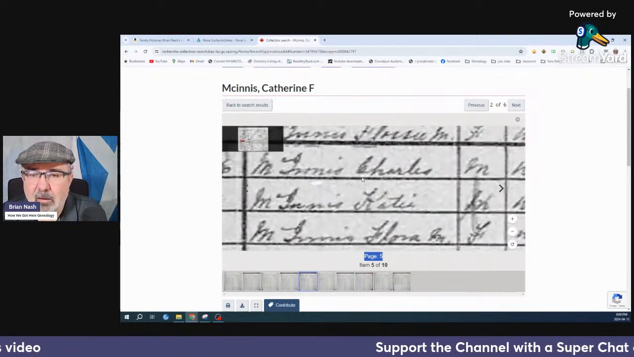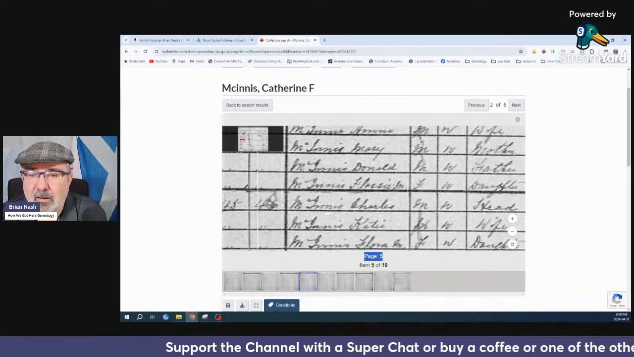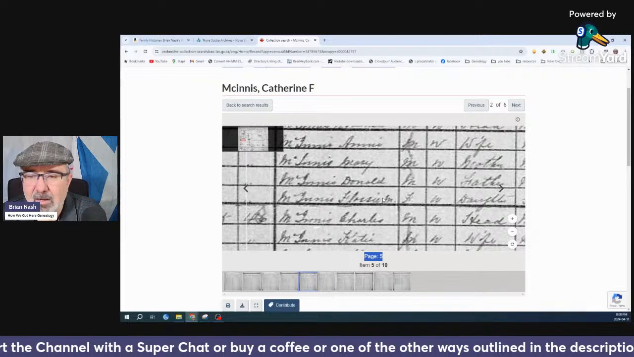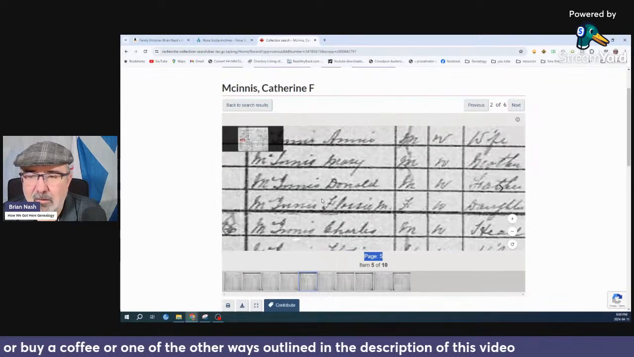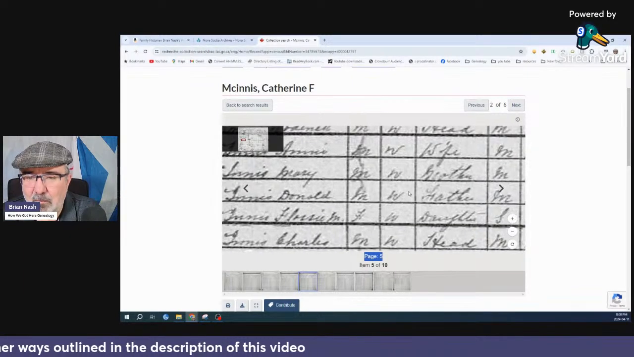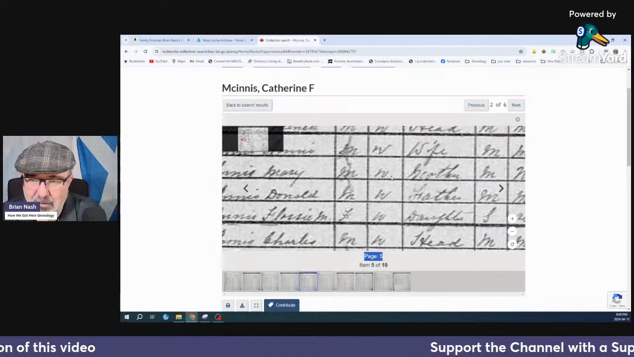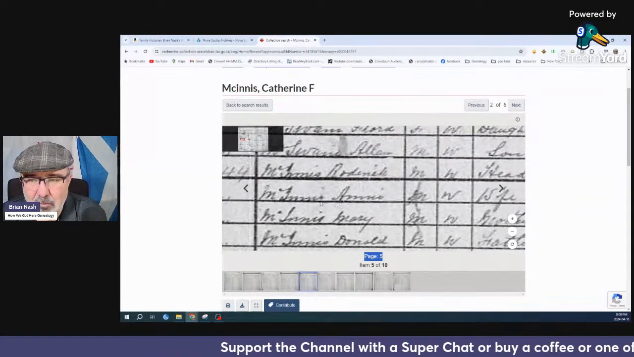So again, one of the interesting things here is we have this one that says Flossie McGinnis. So that could be a variation of Flo for sure. And we have Roderick McGinnis.